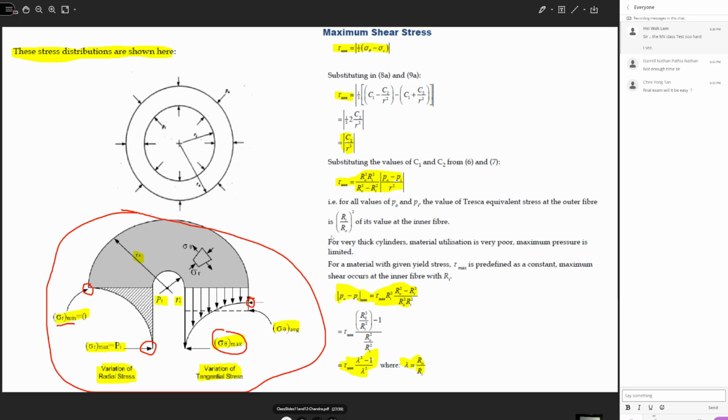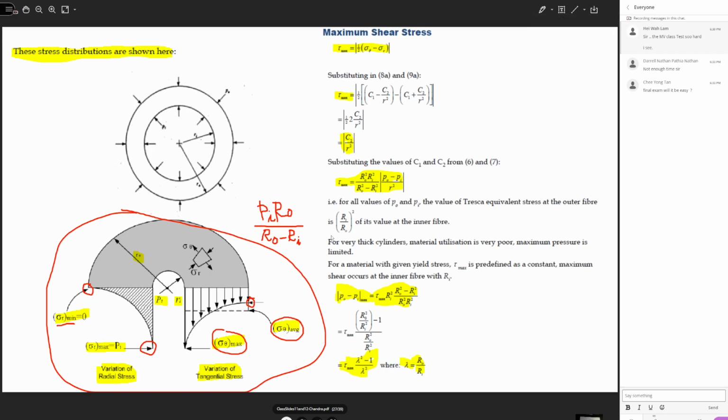So we can define the average tangential stress. We have seen in the last session that the average tangential stress is Pi Ri over the thickness. The thickness of the cylinder is RO, outer radius, minus inner radius. So this will be the average tangential stress, where RO minus Ri is the thickness of the cylinder.